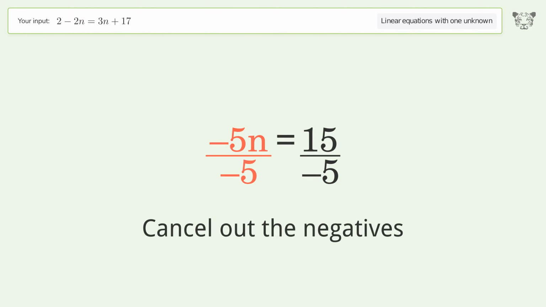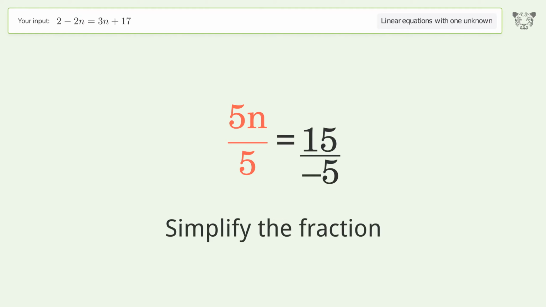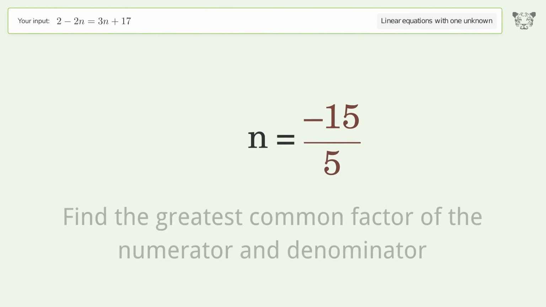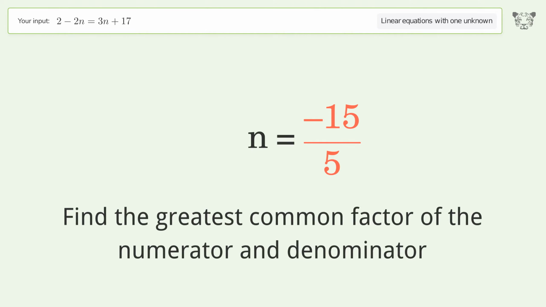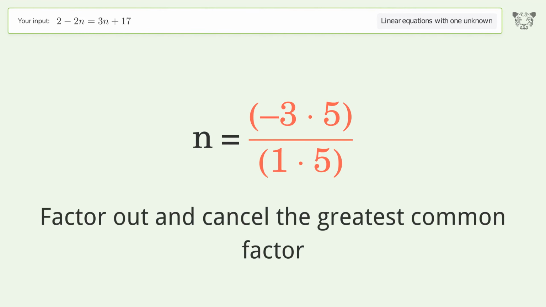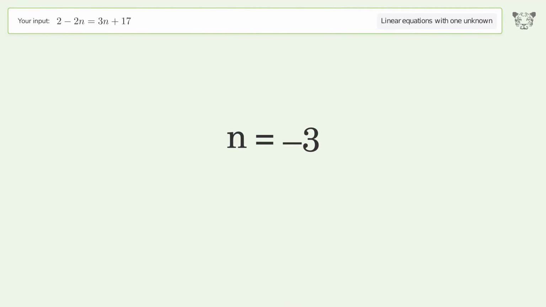Cancel out the negatives. Simplify the fraction. Simplify the arithmetic. Find the greatest common factor of the numerator and denominator. Factor out and cancel the greatest common factor. And so the final result is n equals -3.